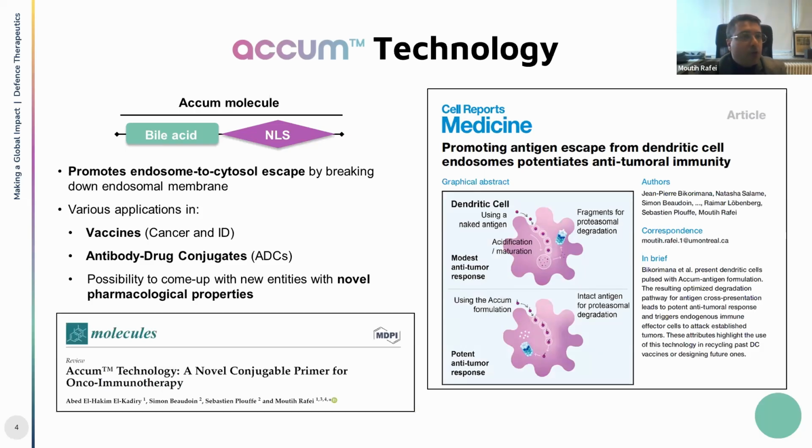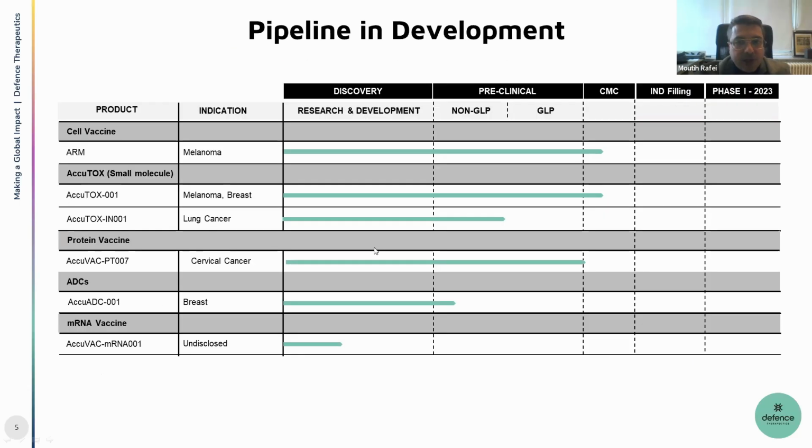And if you're really interested to know more about the accum technology and its applications, I strongly encourage you to go read a review article we published in the journal Molecules that really explains in more detail at the scientific level how the accum works and how it could be applied to different strategies.